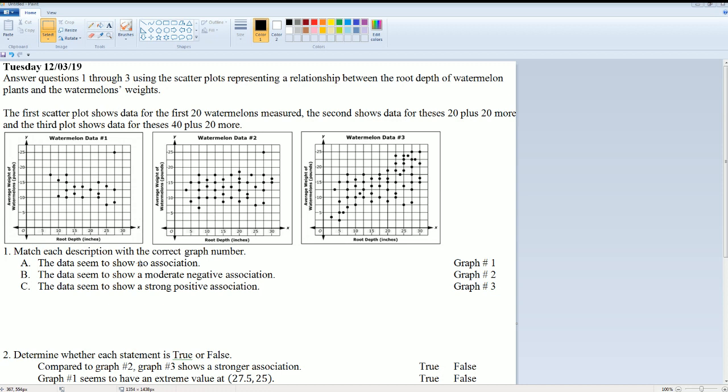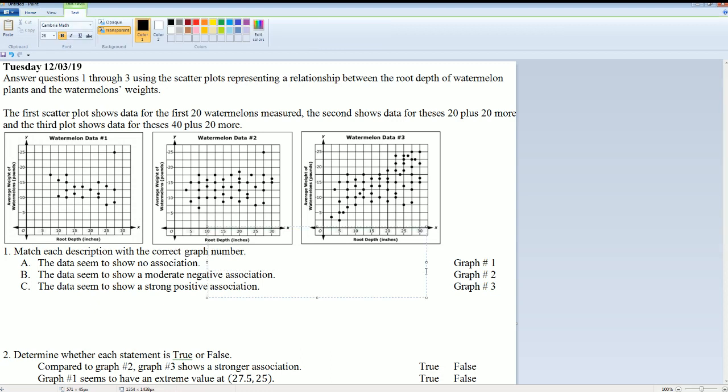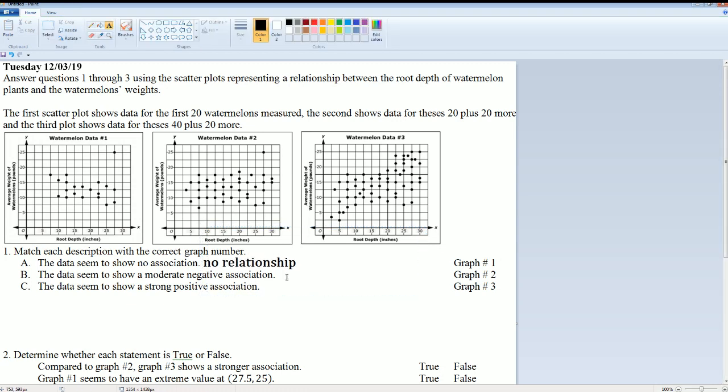If there are some words that you don't understand, you either have to Google it, go to Math is Fun, or look through your book for the definition. The word here is the data seems to have no association. In 8th grade, we call that no relationship. So no association means no relationship. Which one here has no relationship?